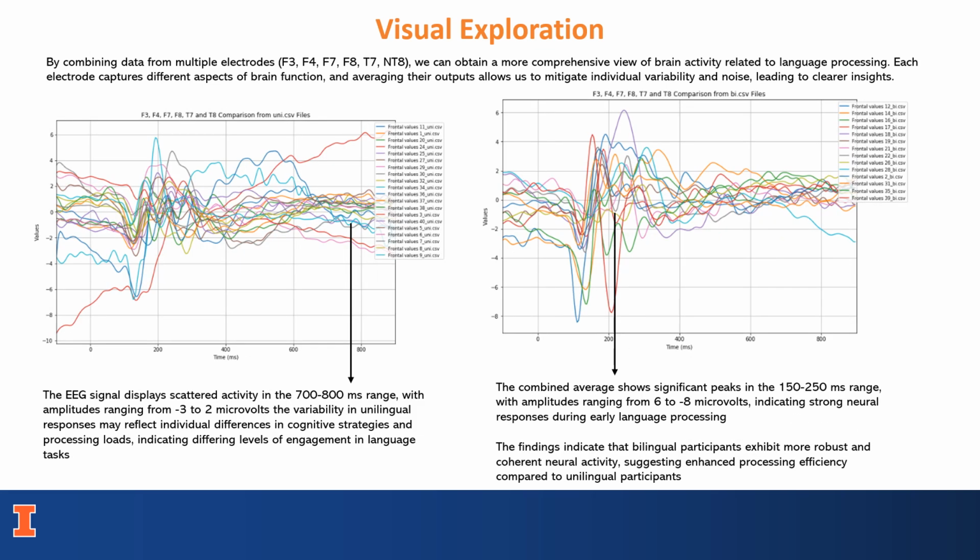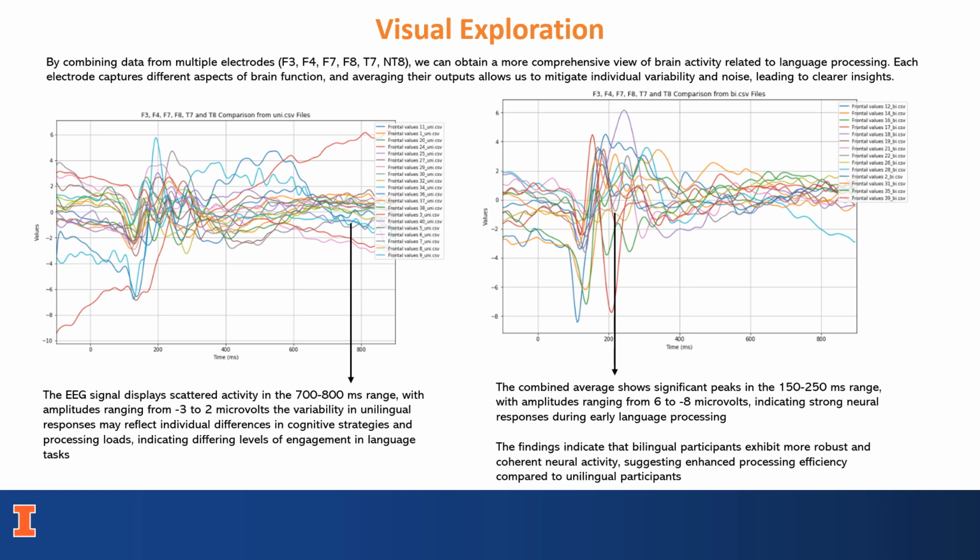Then we compare individuals' EEG data from other electrodes. In unilinguals, the scattered activity between 700 to 800 milliseconds indicates variable cognitive strategies and engagement. In bilinguals, the robust and coherent peak between 150 to 250 milliseconds suggests enhanced neural efficiency in early language processing. We can find that unilinguals and bilinguals actually have different brain activity patterns when processing language information.